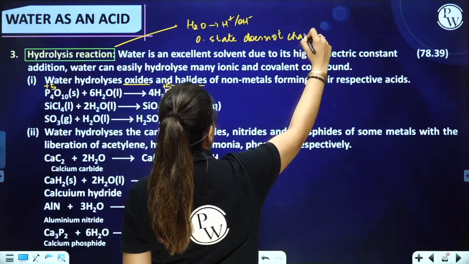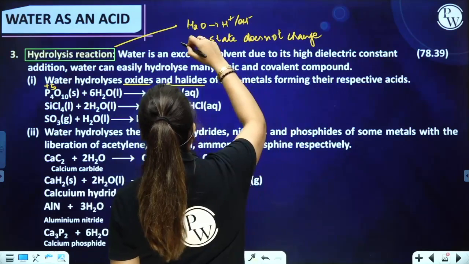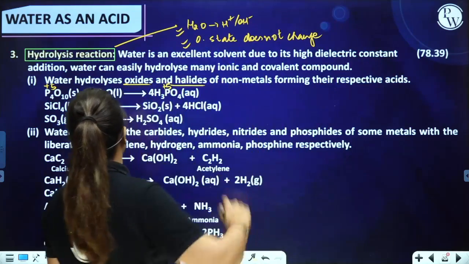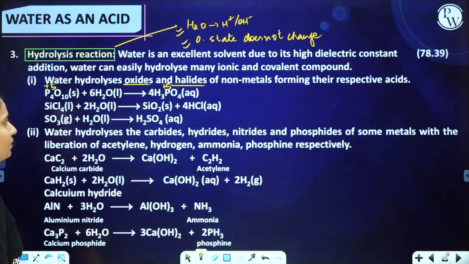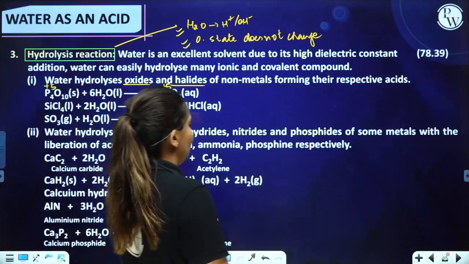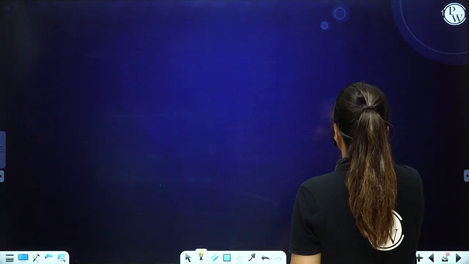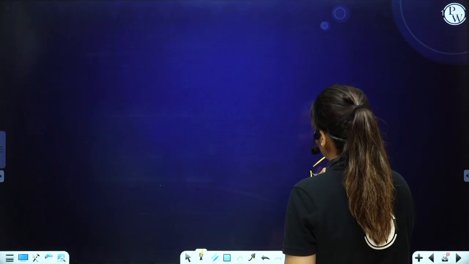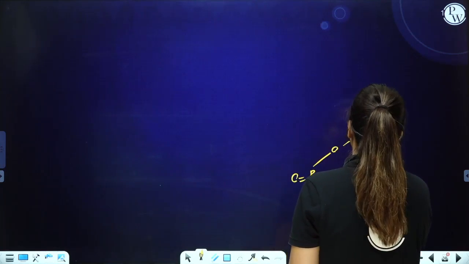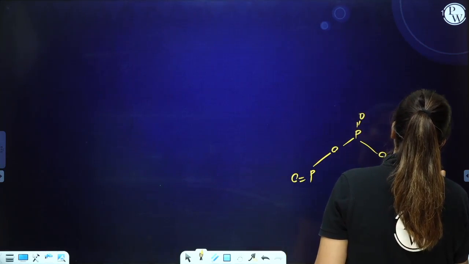Most of the time, oxidation state does not change. Like phosphorus in P4O10 has oxidation state +5. In H3PO4 also it is having +5. If somebody does not know why P4O10 has oxidation state +5, they should know this structure, which is being taught in the P block chapter.